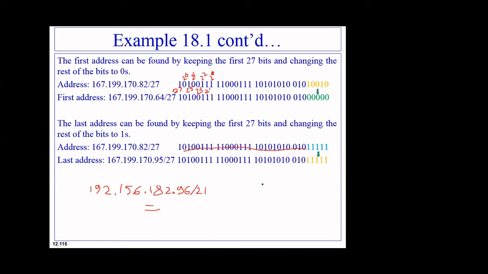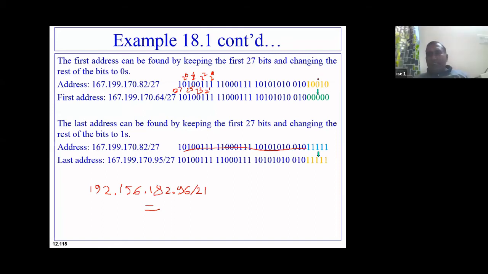Sir, in the above example, 167, 199, 170, and 82, while finding the last address, the last 5 bits should be 10010, right? Not like this. No, it can be anything. It can be 01011 also. Last 5 bits not necessarily this. But if you want to get the first address, you have to make whatever is the content here all zeros. You got the idea?